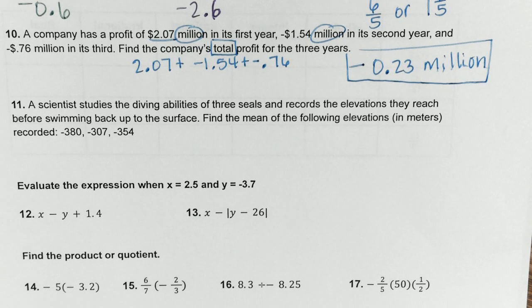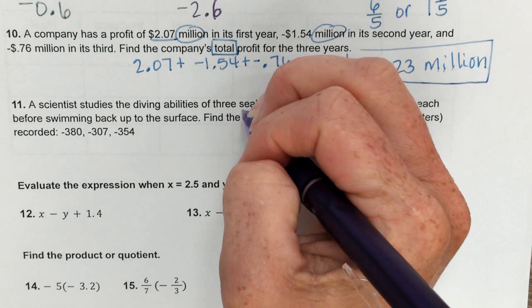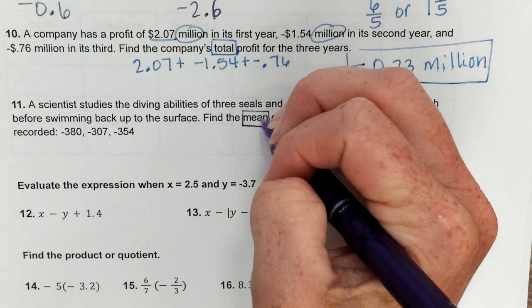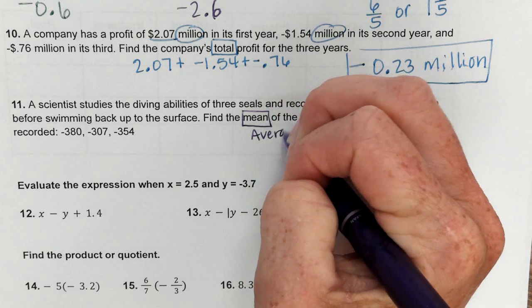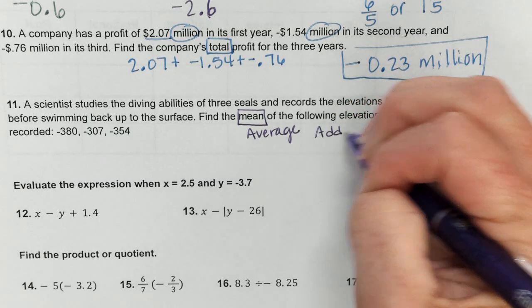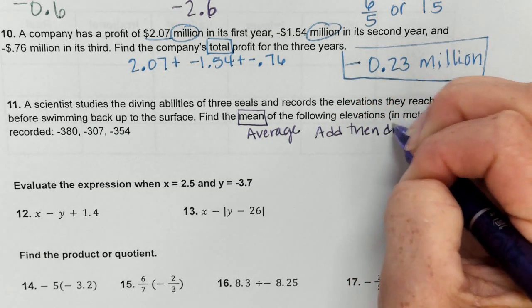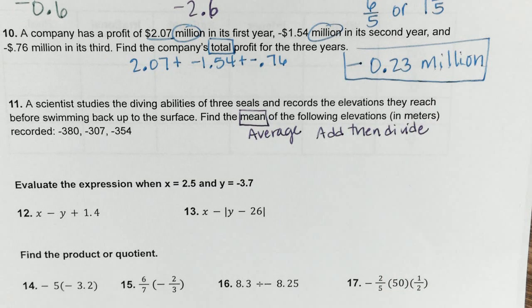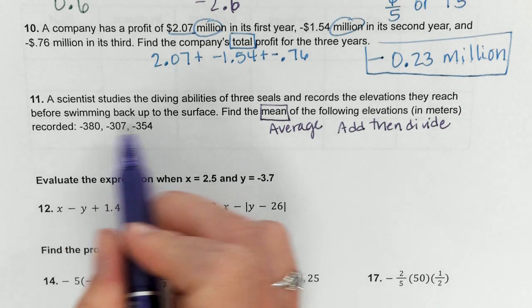Number 11. A scientist studies the diving abilities of 3 seals and records the elevations they reach before swimming back up to the surface. Find the mean. Mean is average, so this is from 6th grade. Average means you're going to add all the numbers, then divide by how many are there. So I'm going to add these 3 numbers.